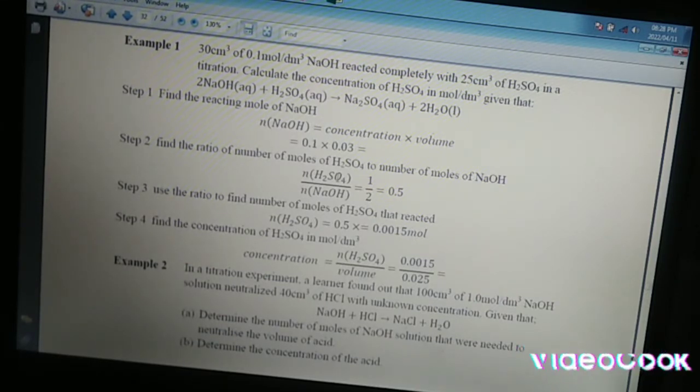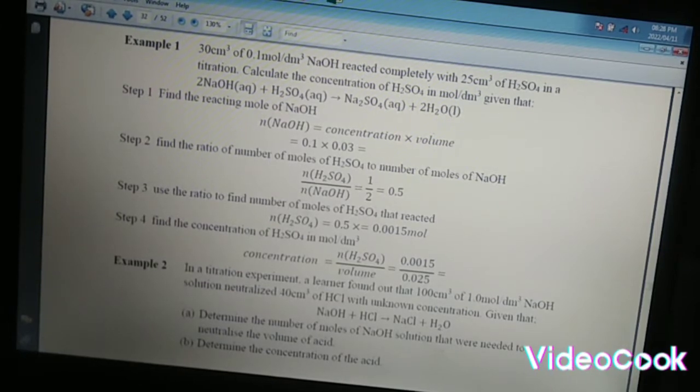So that was the first step, to calculate the number of moles of what? Sodium hydroxide. After that, find the ratio of number of moles of sulfuric acid to number of moles of sodium hydroxide. When we go to our balanced equation, we can see that we have 2 moles of sodium hydroxide reacting with 1 mole of sulfuric acid. So what's the ratio now? It's 1:2, which is half, right? That's the ratio.